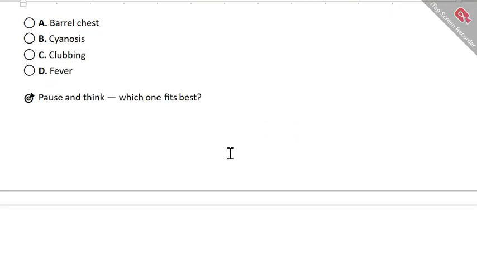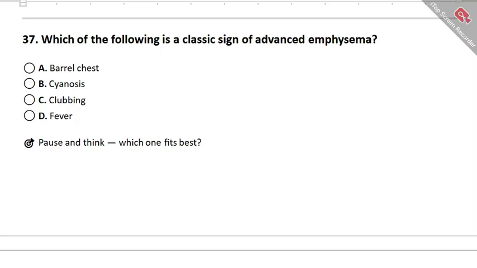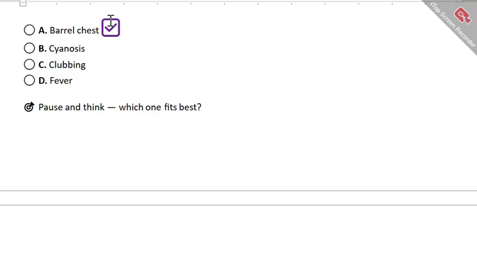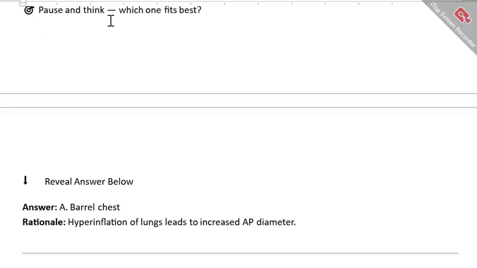Question number 37. Which of the following is the classic sign of advanced emphysema? In this scenario, the correct option is option A, barrel chest. Let's move to the next question.